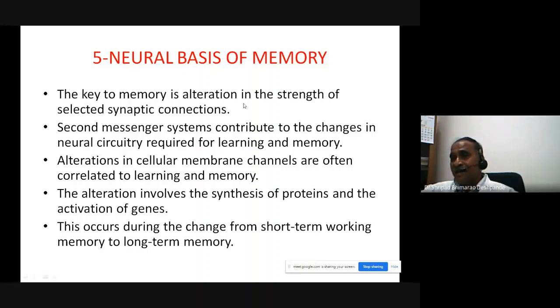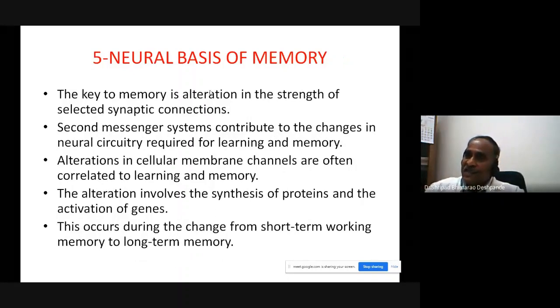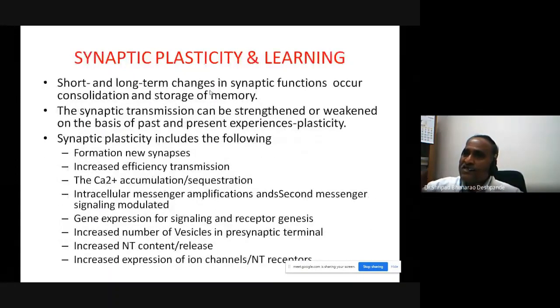So this whole thing happens when this is being consolidated from short-term memory to long-term memory. That is the crux, the importance of the neural or molecular basis of memory formation. Now we move on to this. Whatever I mentioned in the previous slide can be placed in one or two words, like synaptic plasticity. Synaptic plasticity means the adaptation of the synapses for learning.